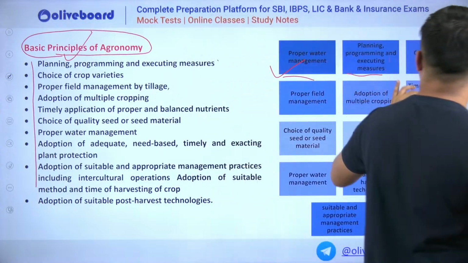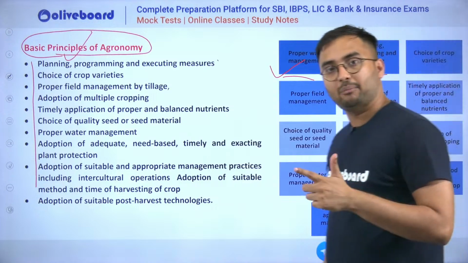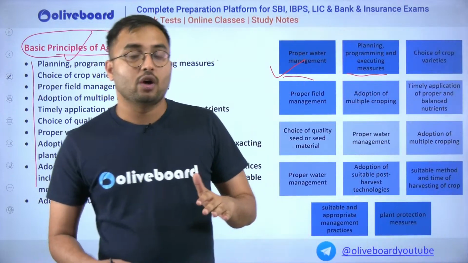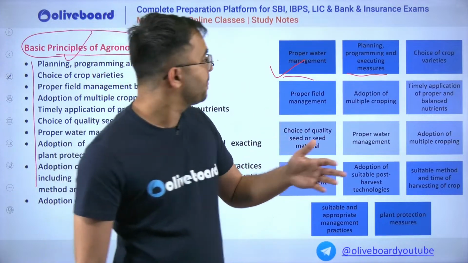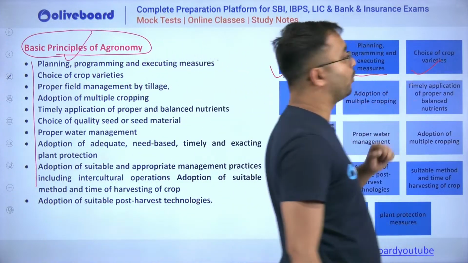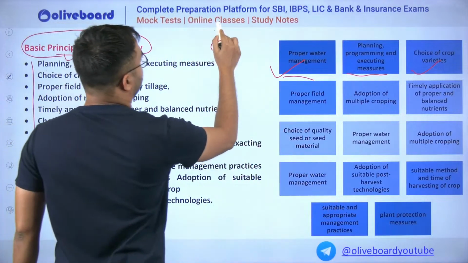Second, planning, programming and executing measures. So planning, programming and executing measures, in the sense, are solutions for different problems. Okay, then comes choice of crop varieties. In India, if you are looking at, so suppose this is our India.